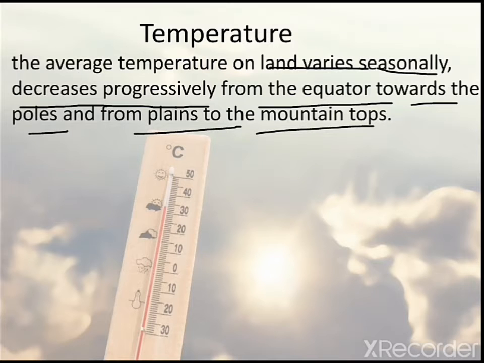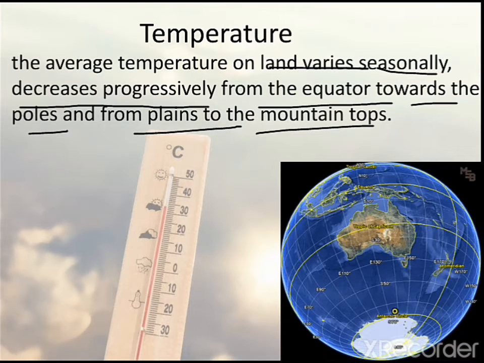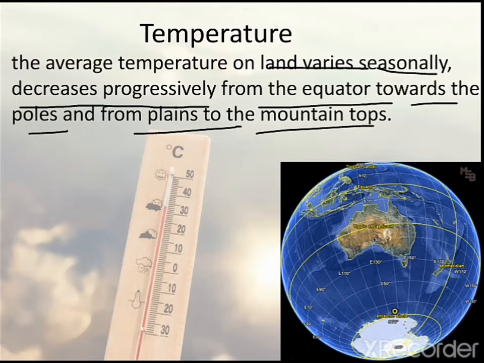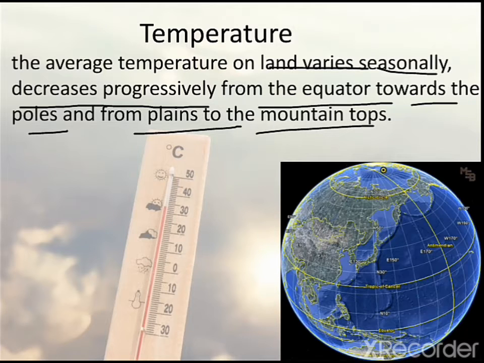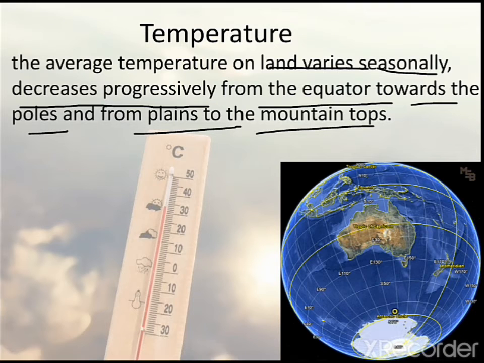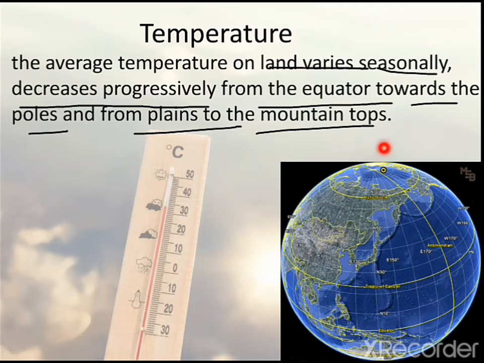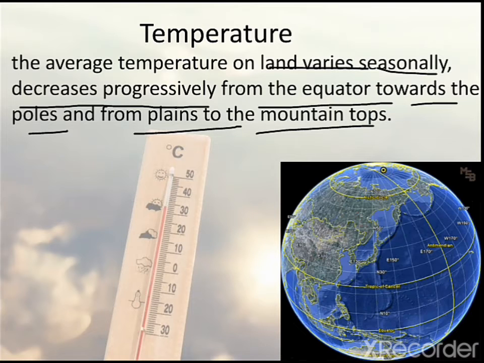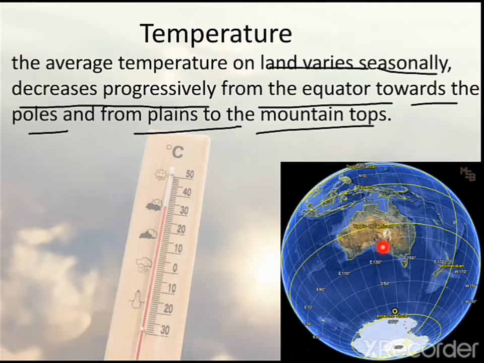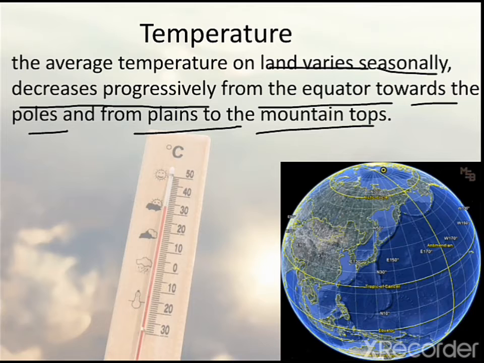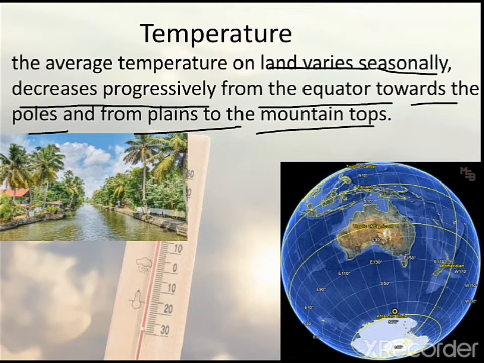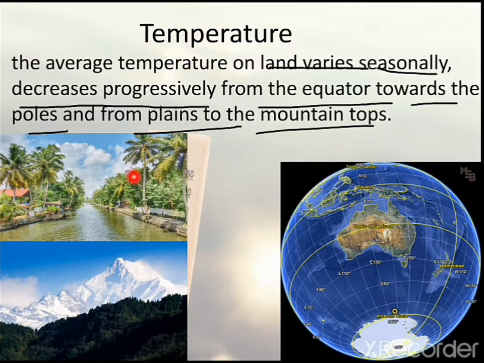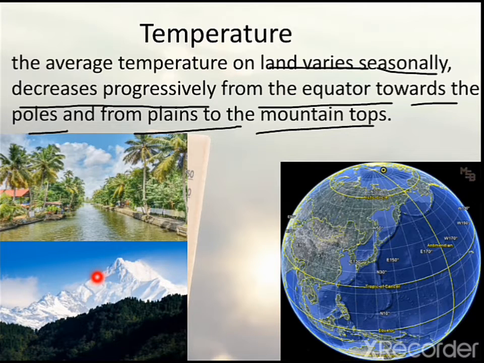So we know that Earth always rotates around its own axis, and the top edge and the bottom edge, these are the poles. On one side we have the Arctic pole, and another side we have the Antarctic pole, and in the middle line is known as equator. So when we move from the equator towards the pole, the temperature decreases. And another case is if we take a plain region and a mountain region, what happens is that when we move from the plain to the hills, the temperature will decrease.